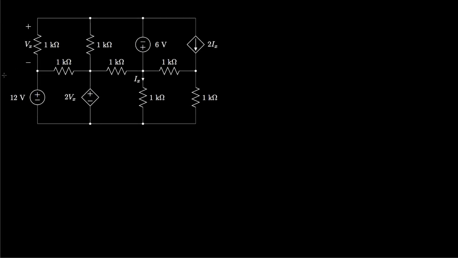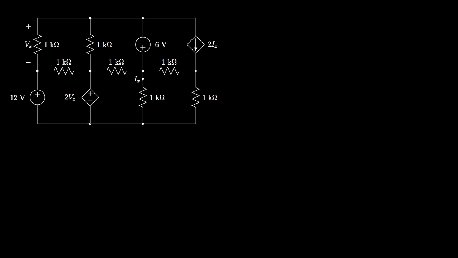Well, here's a more complicated circuit with two independent voltage sources, one dependent voltage source, and one dependent current source. Now, the dependent voltage source has a voltage that's proportional to the voltage across this 1 kilo ohm resistor, and the dependent current source has a current that's proportional to the current through this 1 kilo ohm resistor.